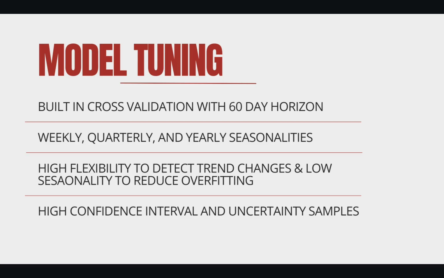Next, I tuned Prophet to perform well on this dataset. I used Prophet's built-in cross-validation with a 60-day horizon to train and validate the model. I allowed higher flexibility for trend detection but kept seasonality conservative to avoid overfitting. I included weekly, yearly, and quarterly seasonality since stock prices often follow these cycles. And I turned off daily seasonality since I didn't have any hourly data. I also used a higher confidence interval and uncertainty samples to make the results more stable.